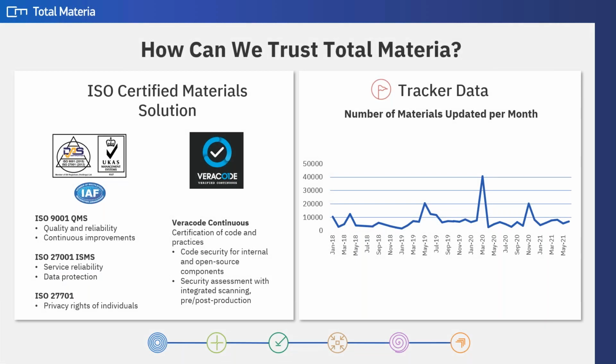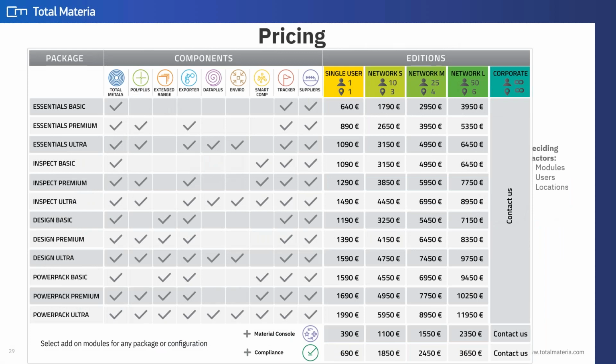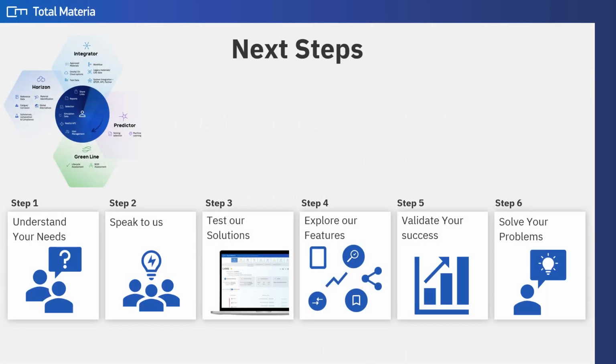How can we trust Total Materia? Total Materia is the only triple ISO certified material solution in the world. The data is updated every month, and you can ask about pricing information. It's very affordable if you compare with all this data. And next steps: understand your needs, speak to us, test our solution, explore our features, validate your success, solve your problems. We are here to help.